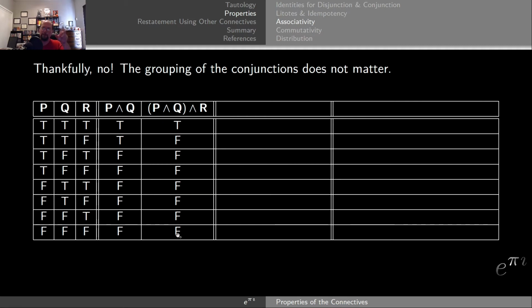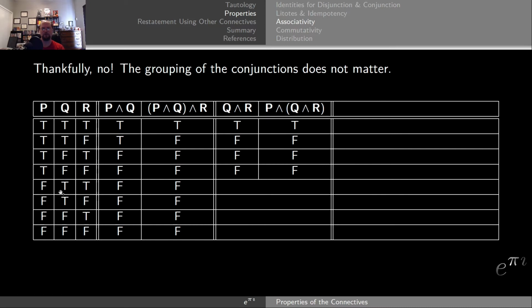Now, what happens when you regroup things? What if I did Q conjunction with R, and then I take the result in conjunction with P on the left? Well, the same thing's basically going to happen. If you have true and true, that will give you true, and then conjunction with another true will give you true. But the minute a false sneaks in, true and false gives false, which leads to false. False and true will give false. False and false gives false.